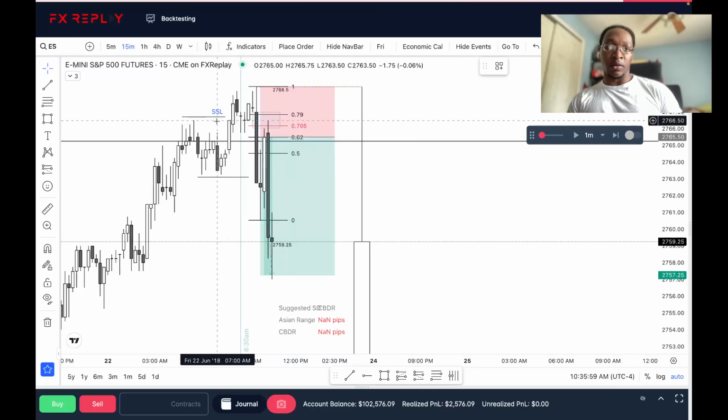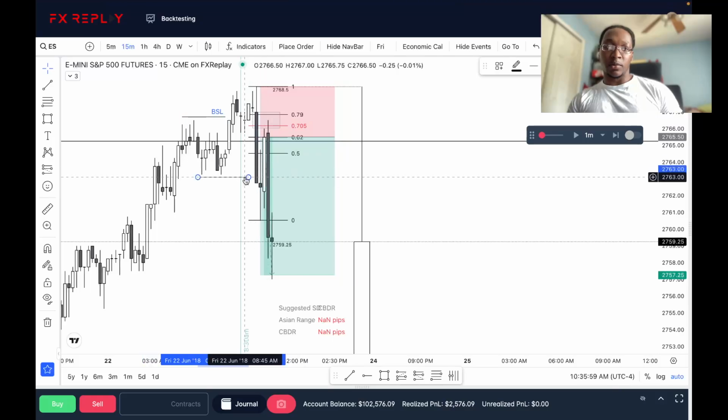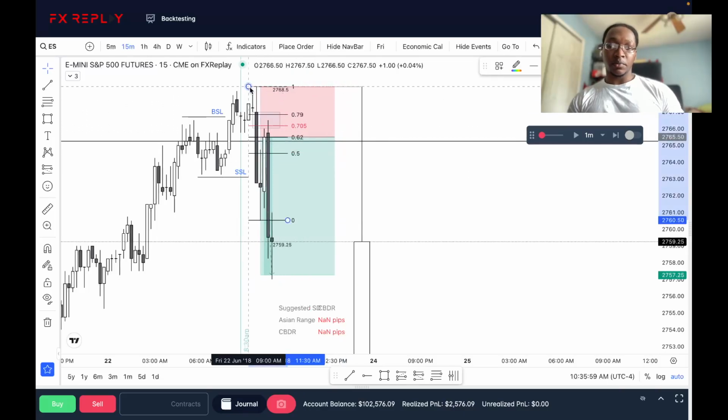So we run out buy side liquidity here. We run out sell side liquidity here. We fully fill in this BISI. We leave open a SIBI and we shift structure here. We leave open a 15-minute fair value gap.